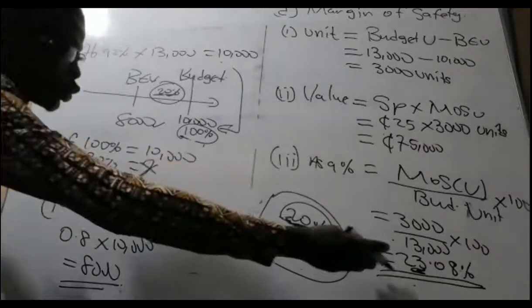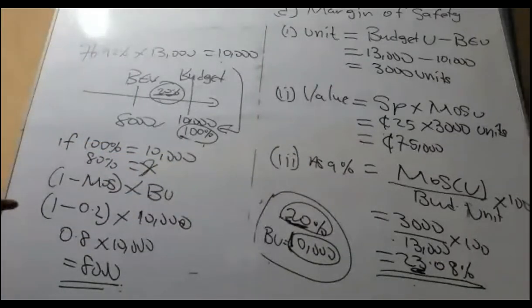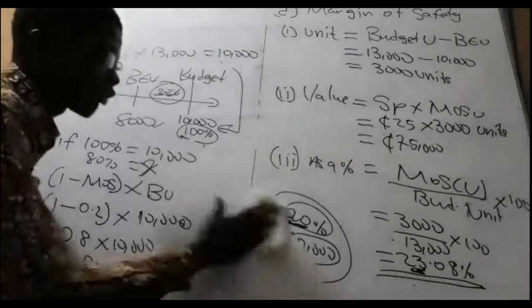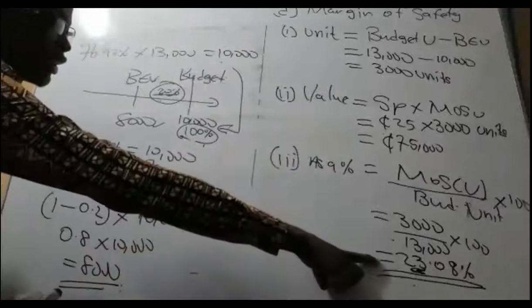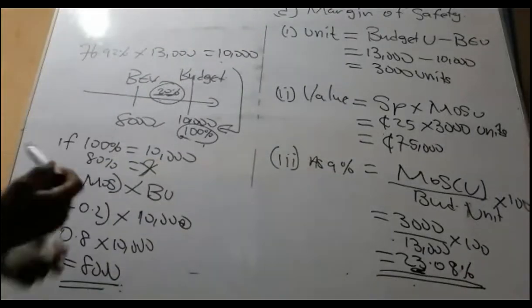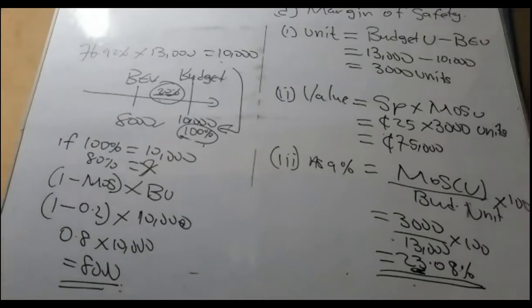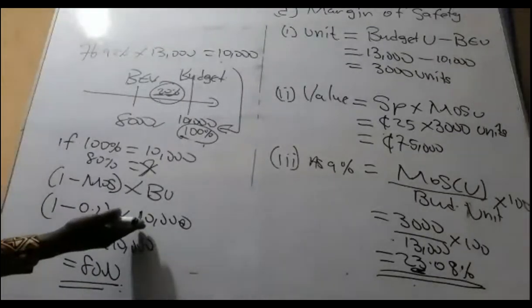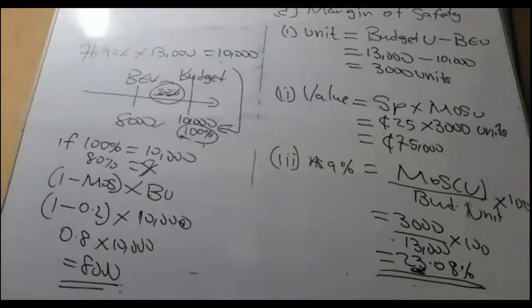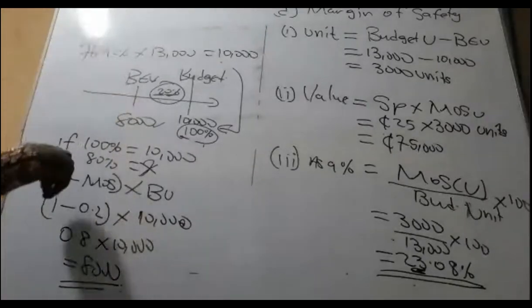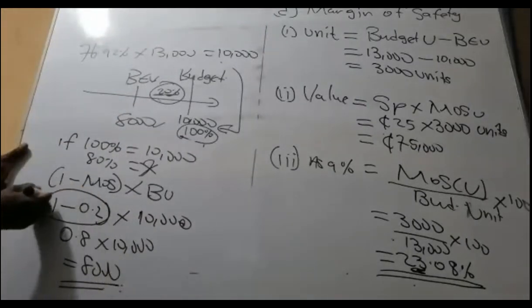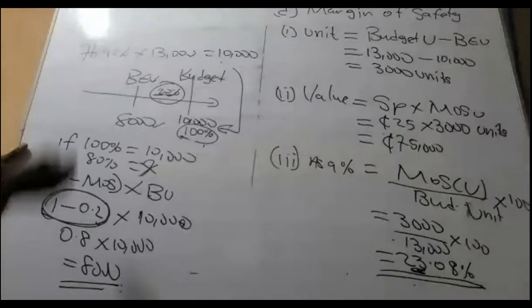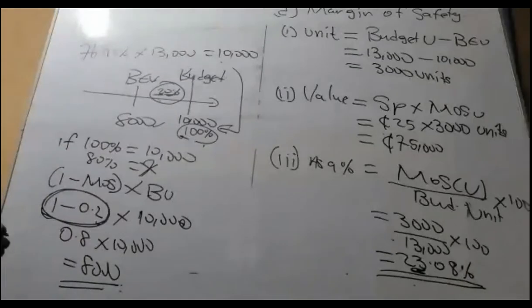Now, we're trying to work back our normal answer, the one that we have here, the 23.08%. We're trying to work back to get the break-even unit. We said, take the margin of safety from one and multiply the answer by the budgeted unit to get the same answer. Here it was 100; here I've expressed them as decimals. Here's the real percentage. Good. We can still go by this.